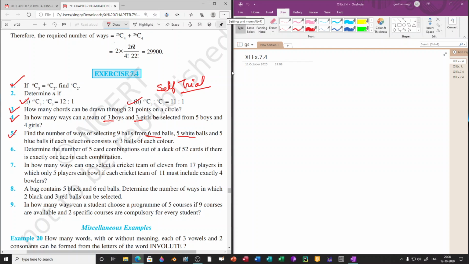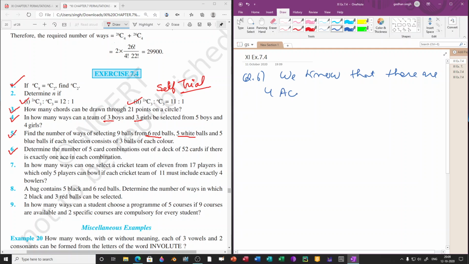Exercise 7.4, question number 61. Determine the number of 5 card combinations out of a deck of 52 cards if there is exactly one ace in each combination. So solving question number 61, we know that there are 4 aces, and if from 52 we remove 4, what we are going to get is 48 non-aces. So we have to get 5 cards combined such that one card is ace and the remaining 4 cards are non-ace.